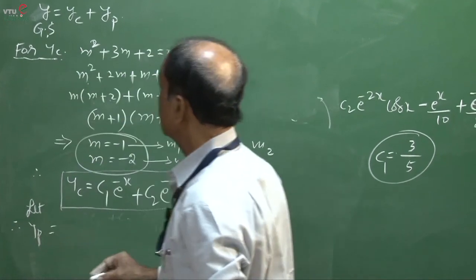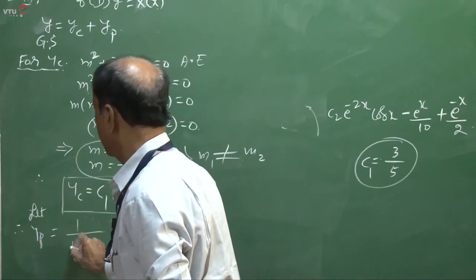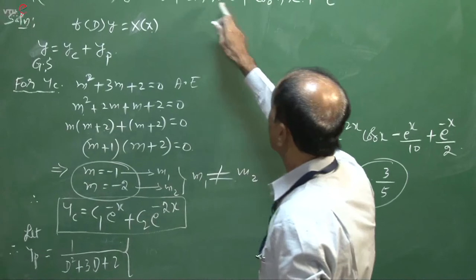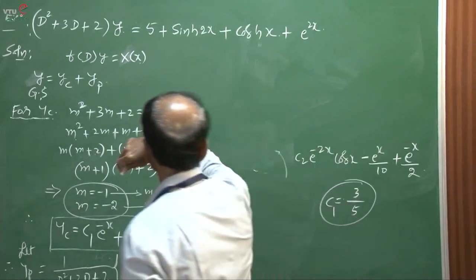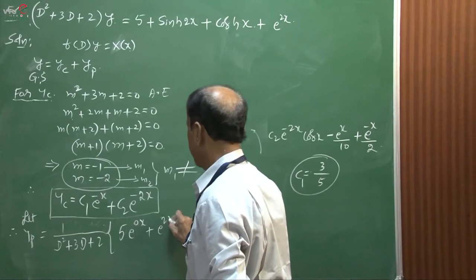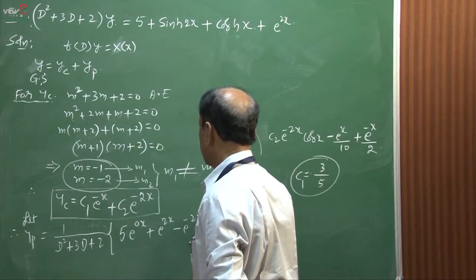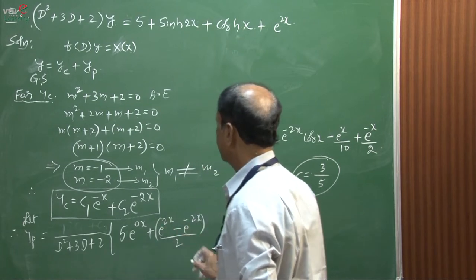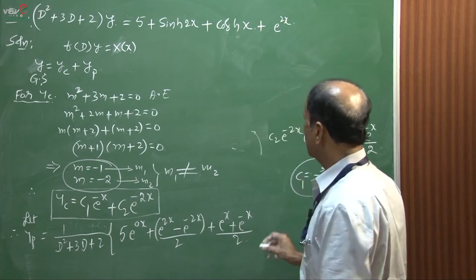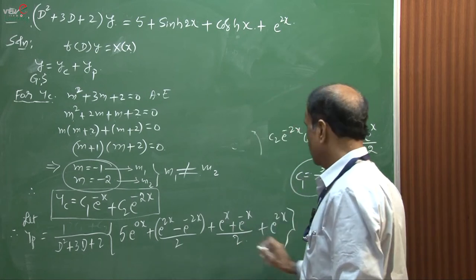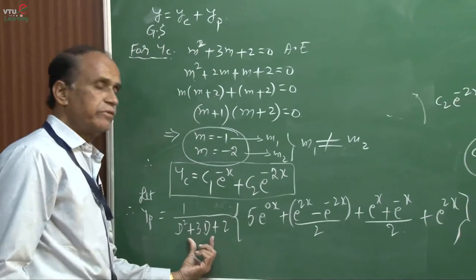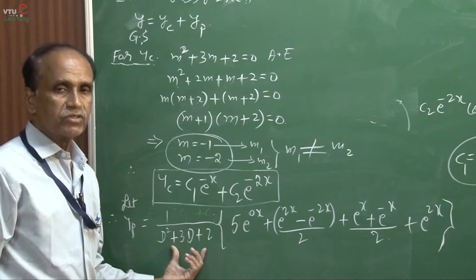Let yp take the inverse differential operator, that is 1/(D² + 3D + 2), operating on the right side. I will explain these things in exponential form, that is 5 e^(0x) plus (e^(2x) - e^(-2x))/2, because for the sine function it is minus, plus (e^x + e^(-x))/2 plus e^(2x). So all these terms are to be operated with the inverse of f(D). That means when you take the derivative part to the numerator, it becomes the inverse differential operator.